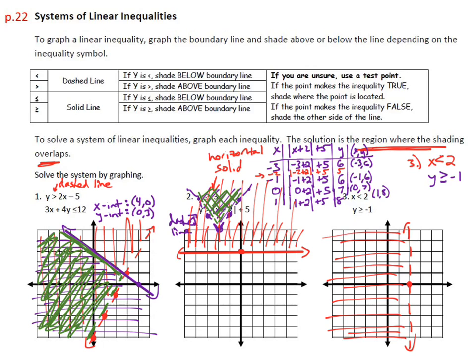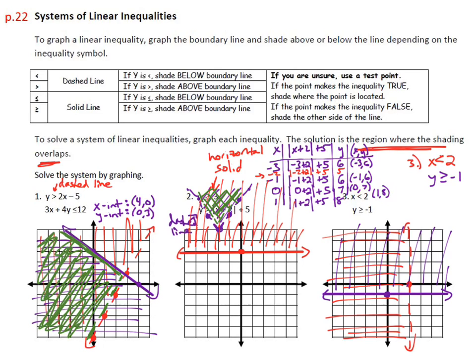Then our second equation, we have y is greater than or equal to negative 1. So that means I'm going to have a horizontal line passing through negative 1 on my y-axis. I do have that or equal to sign, so it's going to be a solid boundary line. And this one is greater than, so it's everything shaded above.